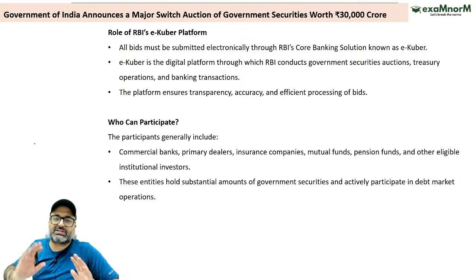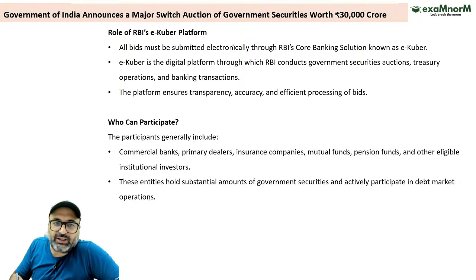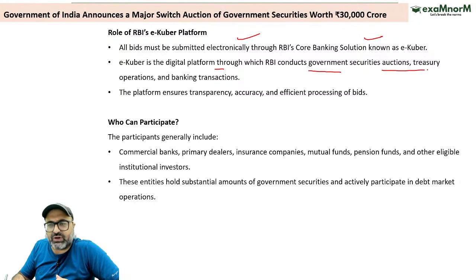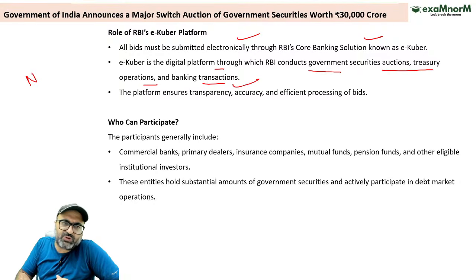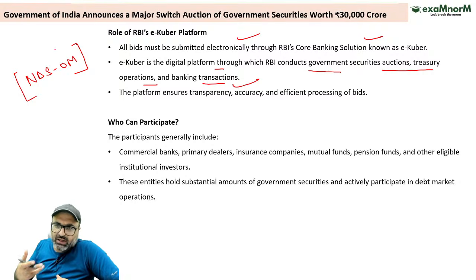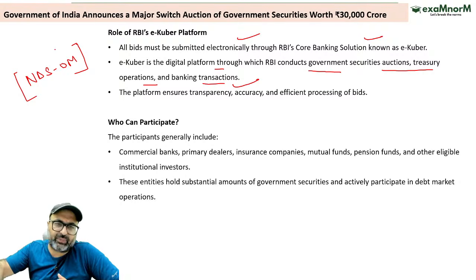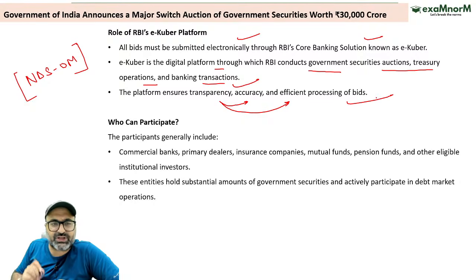Got it, guys? What is the role of eKuber? Sir, all the bids must be submitted electronically through RBI's core banking solution, that is eKuber. It's a digital platform through which RBI conducts government security auction, treasury operations, and banking transactions. NDSOM is related to what? Secondary market. Here we are talking about the primary market where securities are issued directly by RBI on behalf of the government. The platform ensures transparency, accuracy, and efficient processing of bids.